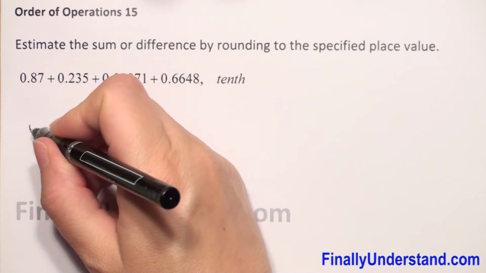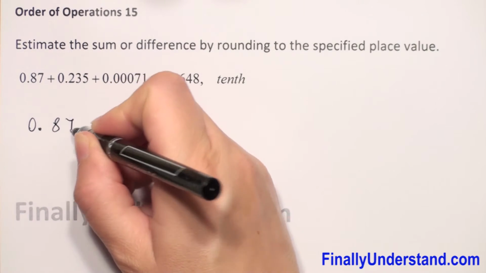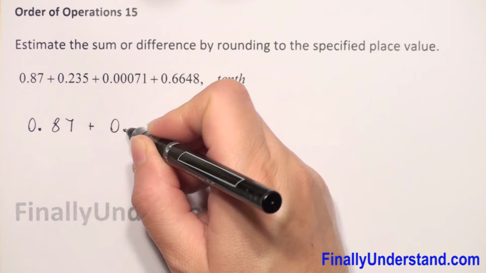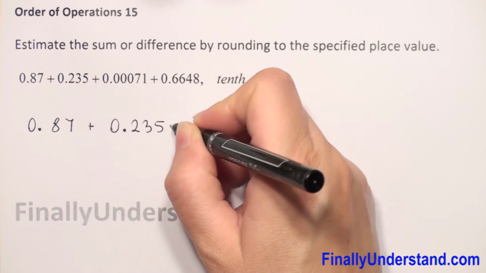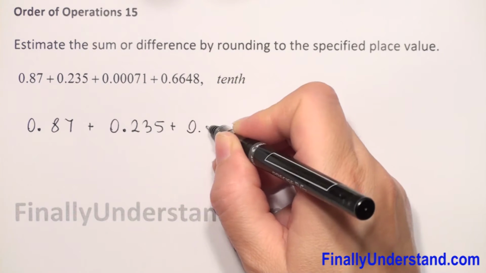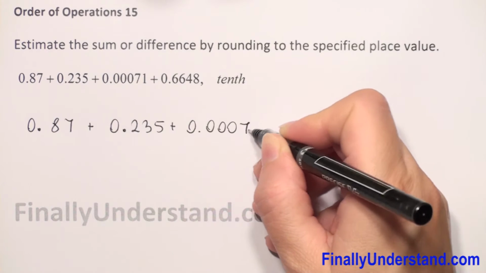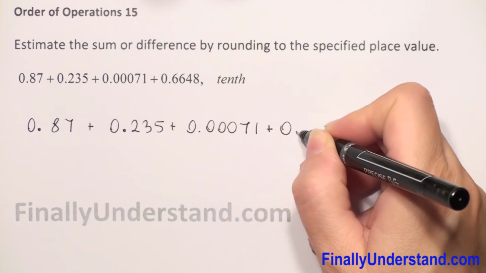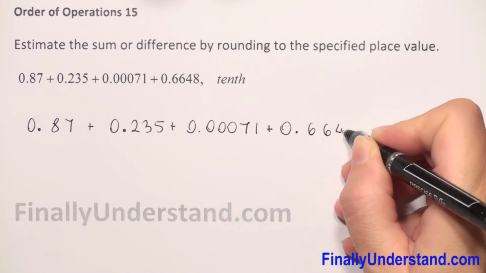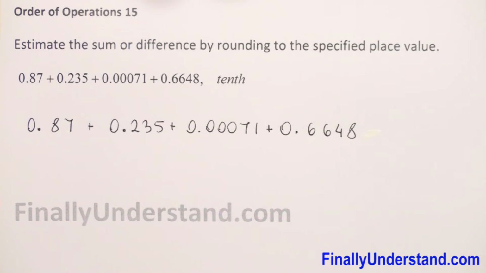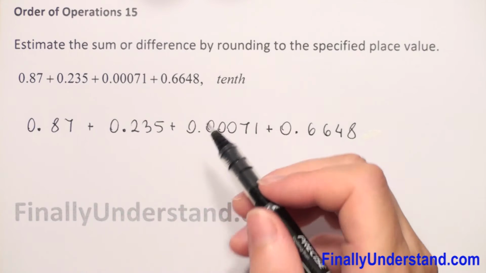Maybe first we have 0.87 plus 0.235 plus 0.00071 plus 0.6648. So now we have to round each number to the nearest tenth.